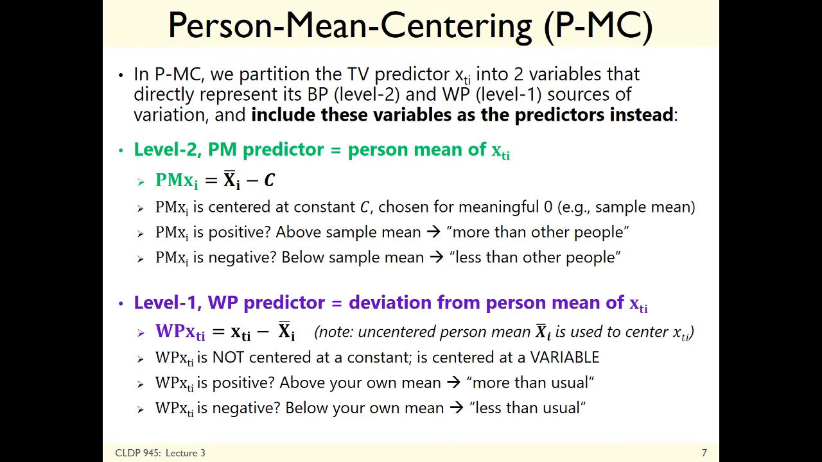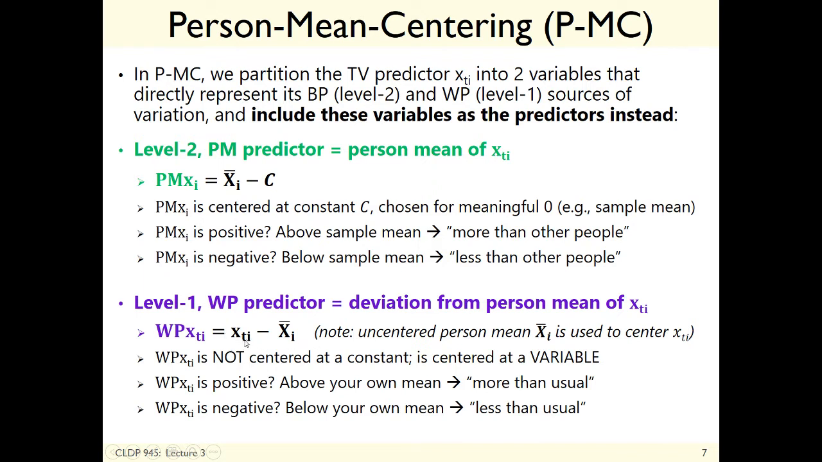So if I pick the sample mean, for instance, as my level 2 constant, then having a high value of person mean x means I have more, on average, than other people. And if I have less, then I have less than average. Level 1 then, this is centering at a variable, not a constant. And that makes a big difference.